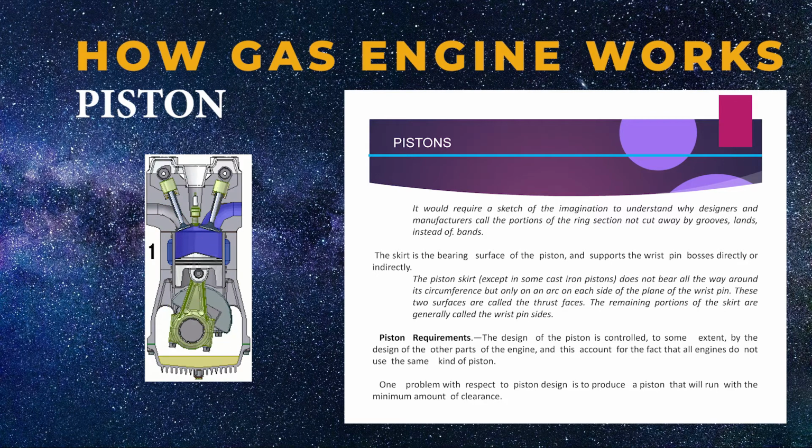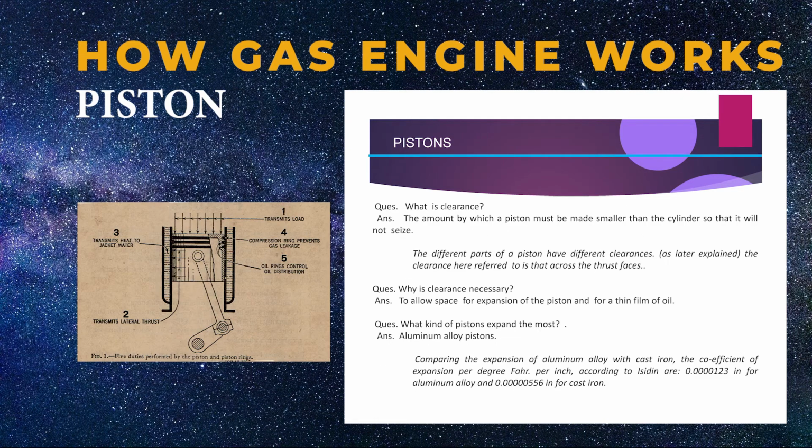Piston requirements. The design of the piston is controlled, to some extent, by the design of the other parts of the engine, and this accounts for the fact that all engines do not use the same kind of piston. One problem with respect to piston design is to produce a piston that will run with the minimum amount of clearance. Question: what is clearance? Answer: clearance is the amount by which a piston must be made smaller than the cylinder so that it will not seize.